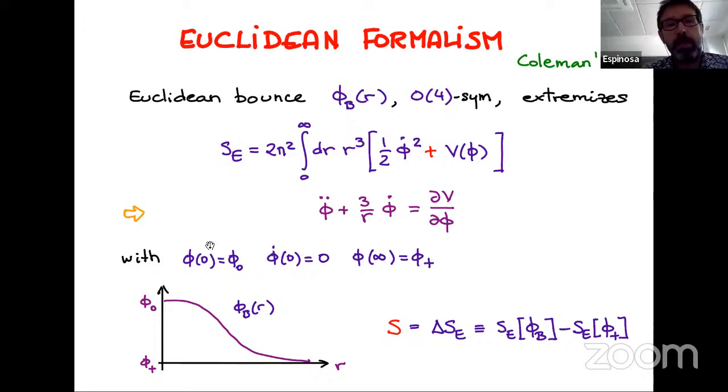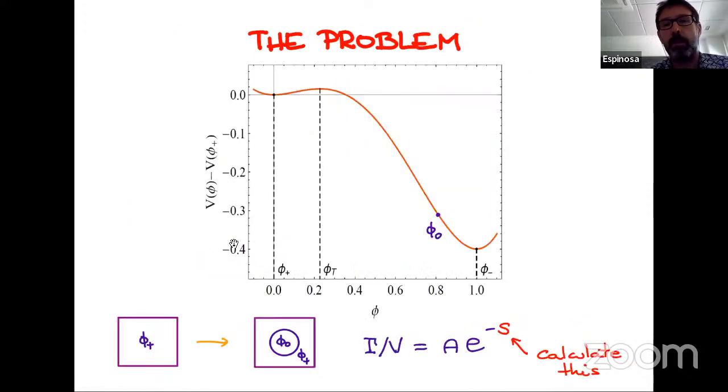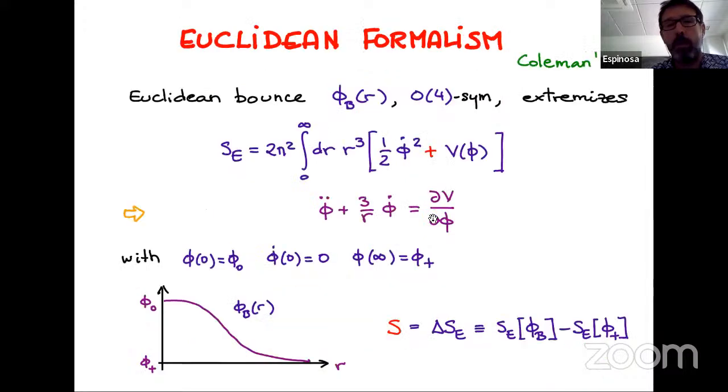So the boundary conditions are that at the center of the bounce, this field configuration is probing the deeper part of the potential. Remember this here somewhere. Then it has to have a slope equal to 0 there. Otherwise, you will have a singularity coming from this term. And as you go away from the center of the bounce, then you have to fall slowly to the false vacuum phi plus. Okay, so the profile will look something like that.